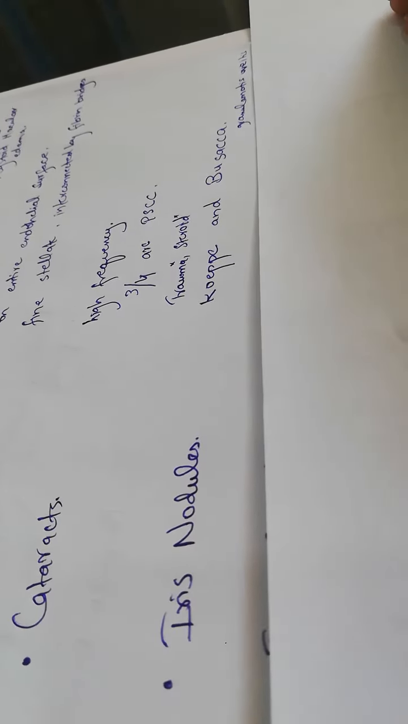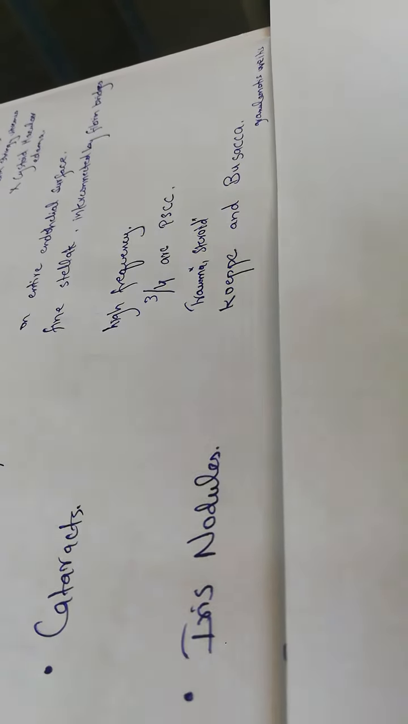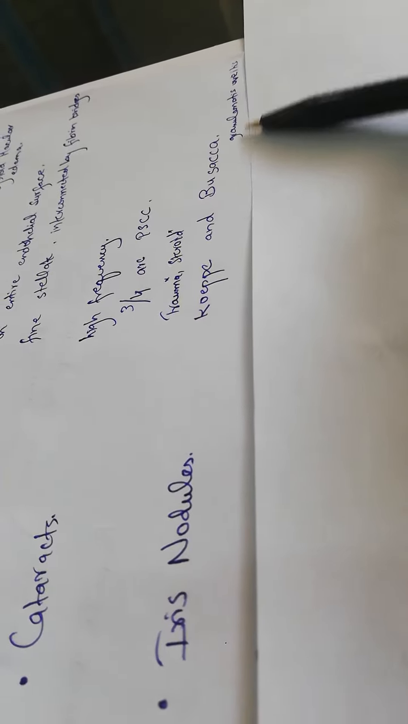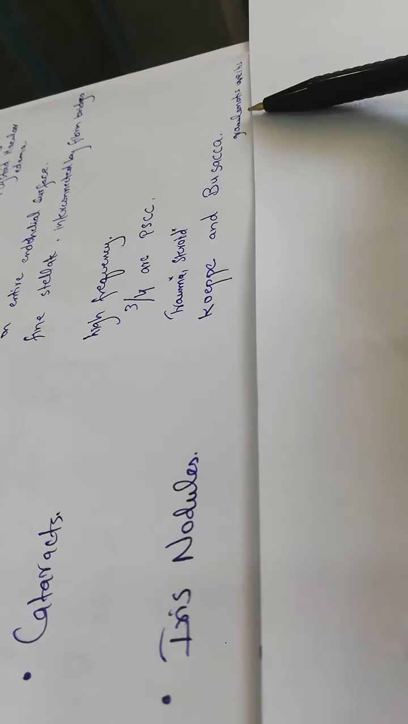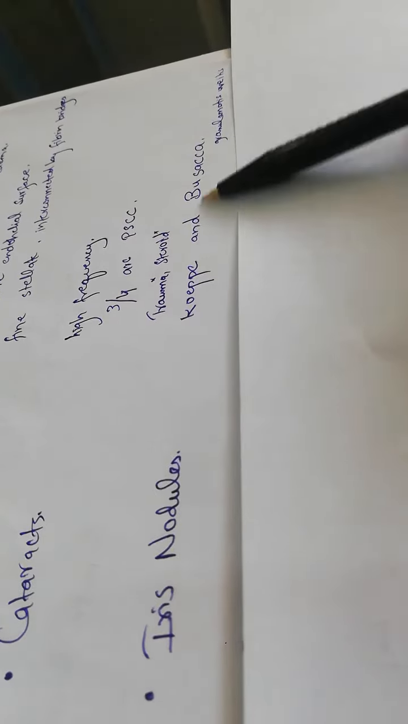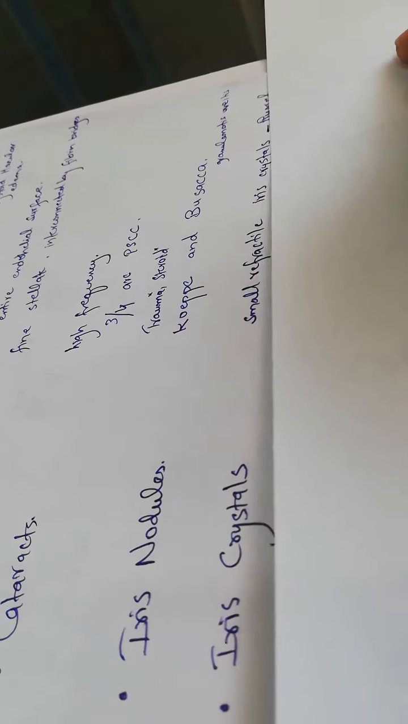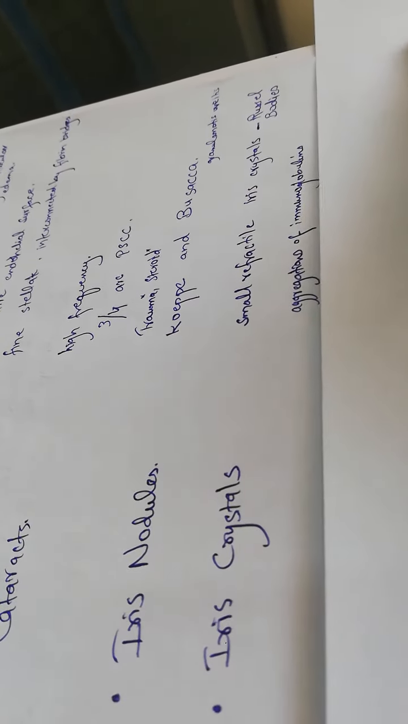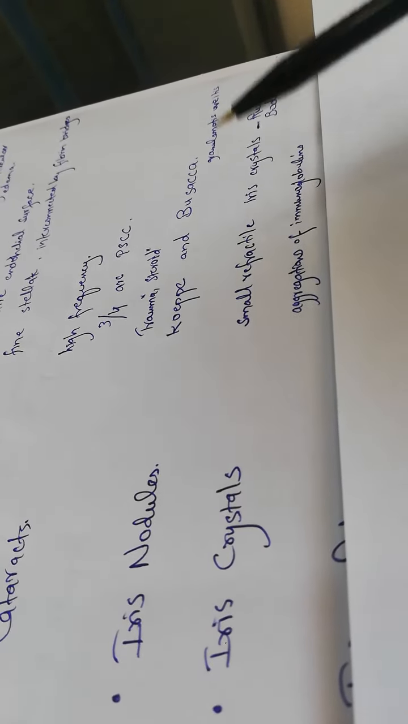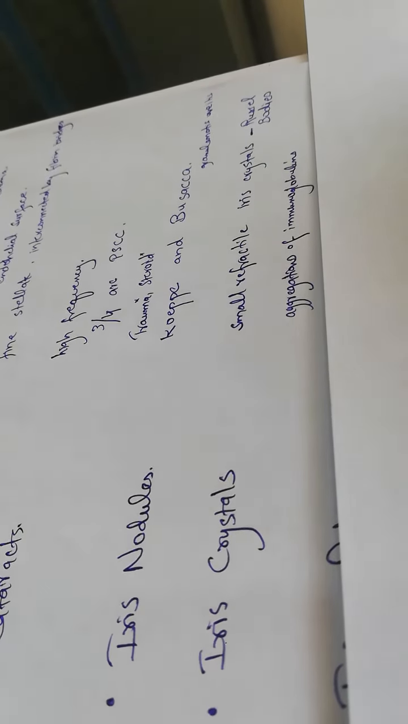Then we have iris nodules. Iris nodules are Koeppe and Busacca, but we just have to differentiate another type of uveitis where these are also common. So we'll have to keep granulomatous uveitis as a differential diagnosis because these nodules are also found in that kind of uveitis as well. After that, we can have the iris crystals. These are nothing but aggregates of immunoglobulins. These are small refractile crystals, and we call them the Russell bodies.